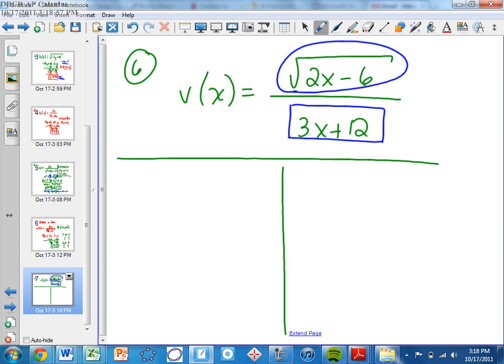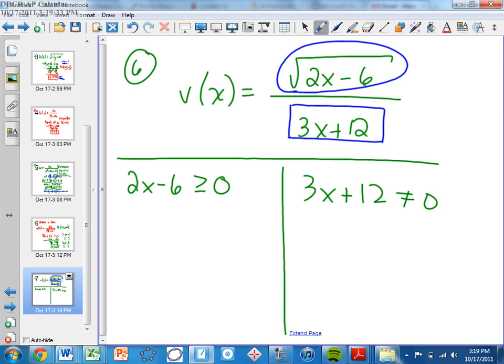So based on the radical, what should I make a statement of? 2x minus 6 is greater or less than 0? Greater than or equal to this time, right? It's not in the denominator anymore. Again, the radical is not in the denominator, so it's still greater than or equal to. Now, on the right-hand side, I still want to think about my denominator. What can my denominator not be? Zero. Denominator cannot be 0. Very good. So we say 3x plus 12 cannot equal 0.